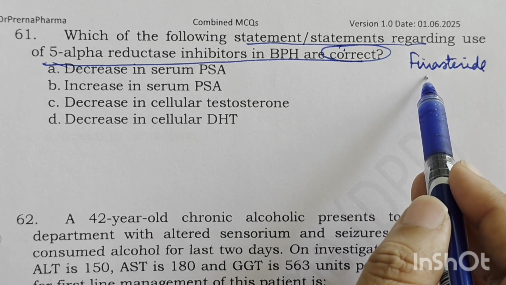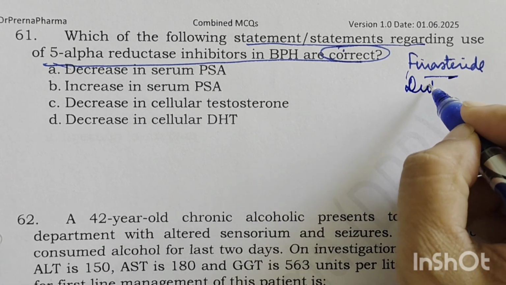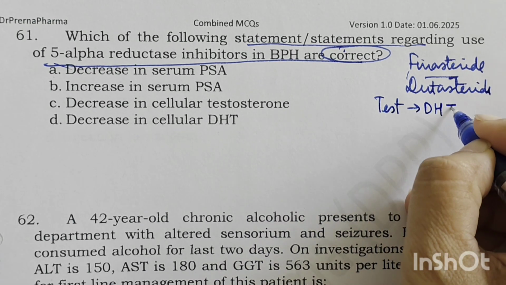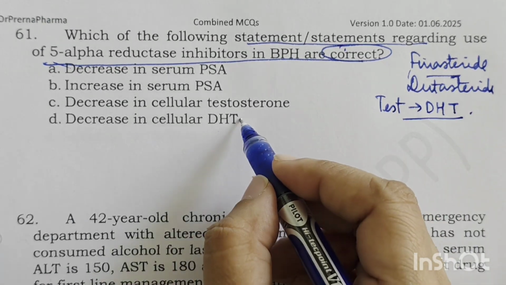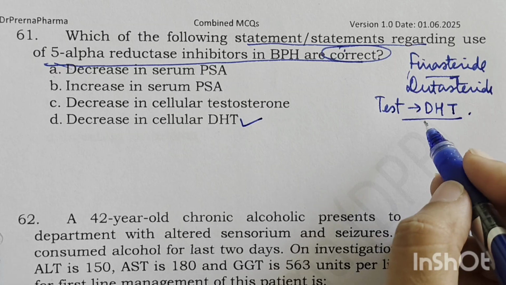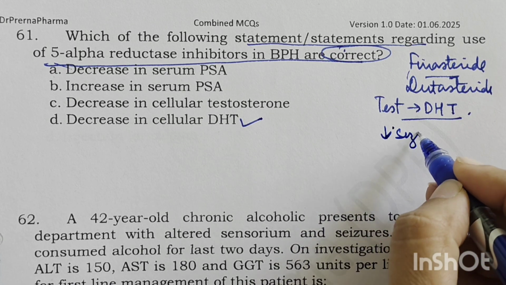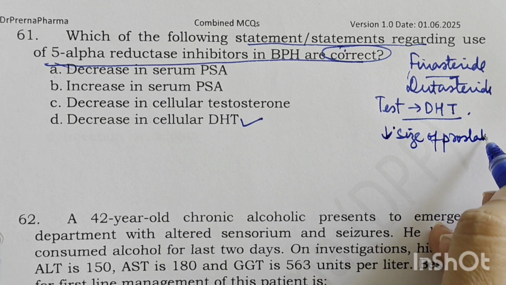Now these 5-alpha reductase inhibitors, finasteride, another drug is dutasteride. They inhibit or block the conversion of testosterone to dihydrotestosterone. This is the main action. So they definitely reduce the cellular DHT levels. And then these medications will impact the growth of the prostate, resulting in reduction in the size of prostate also. So that way they'll improve the symptoms.